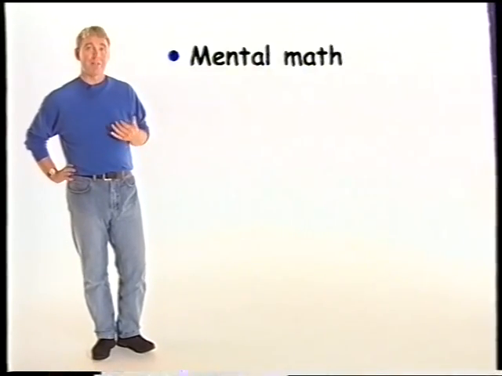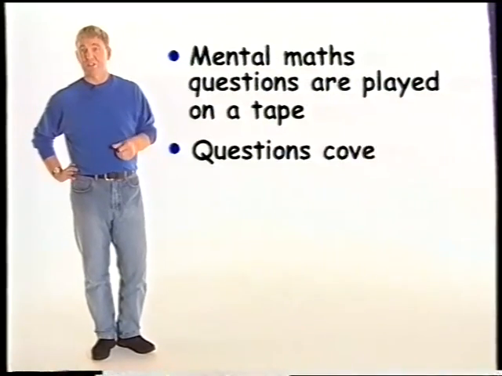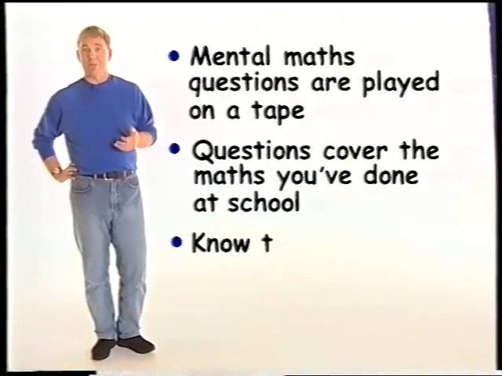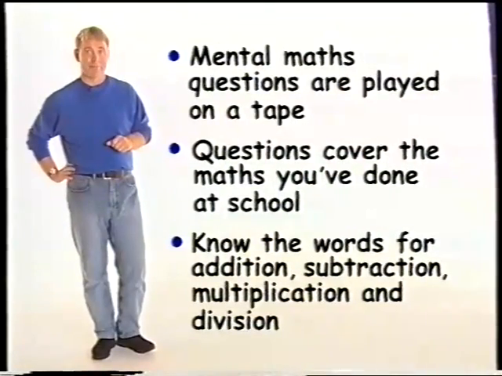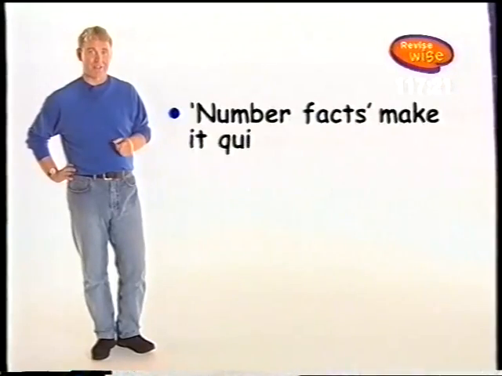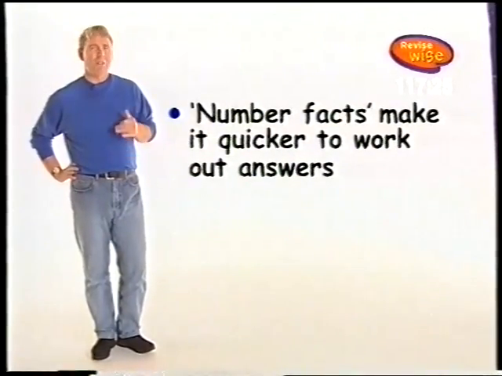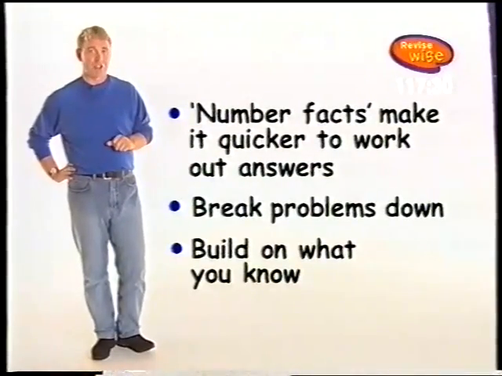That's the end of our programme on mental maths. So, what did we do? We saw how in the mental maths test you answer questions played to you on a tape. Questions that cover all the different kinds of maths you've done at school. We explained how it helps you to know the different words that describe addition, subtraction, multiplication and division. And how using number facts, like your times tables, will make it quicker to work out the answers. We saw how breaking problems down and building on what you know makes them easier to do.